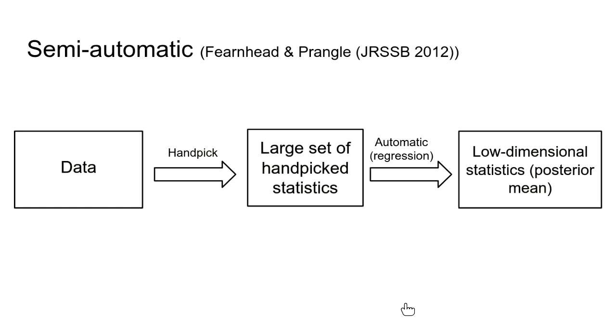However, we can also have a semi-automatic method, which was developed by Fearnhead and Prangle. What we do here is that we have our data, then we pick a large set of handpicked statistics, and then we use a regression model to automatically learn the low-dimensional statistics. In this case we will learn the posterior mean, and we will later discuss why we would want to learn the posterior mean as the summary statistic. But the idea here is that we handpick a large set of statistics, and then from that we develop the regression model to learn the posterior mean as our summary statistic.